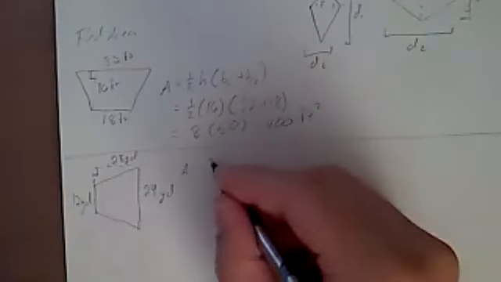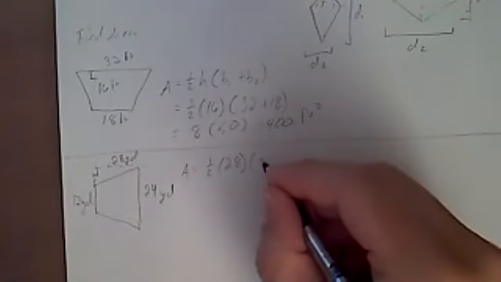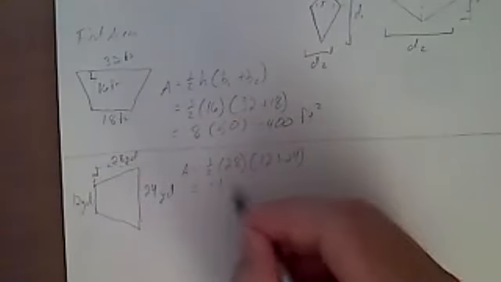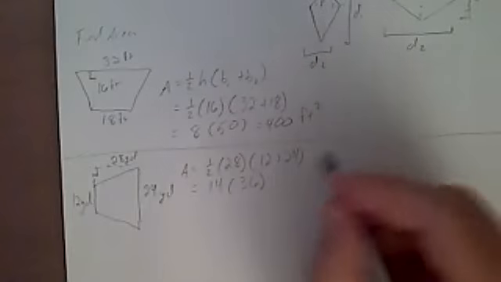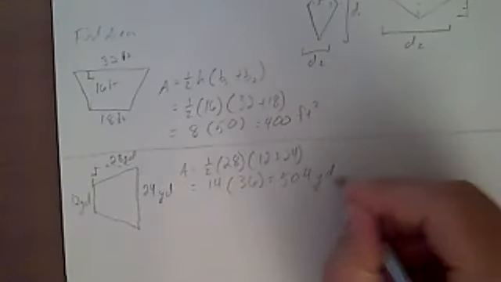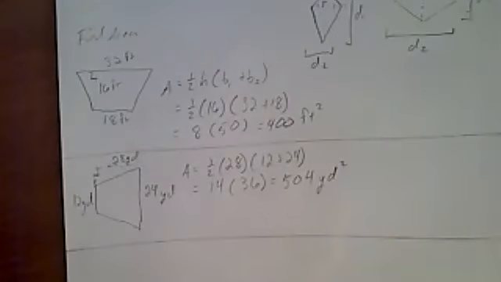Again, area is 1/2 the height, 28, times base 1, 12 plus 24. That's 14 times 36, which is 504 yards squared. All right, so for the most part, it is just plugging in the numbers actually to find our answers there.